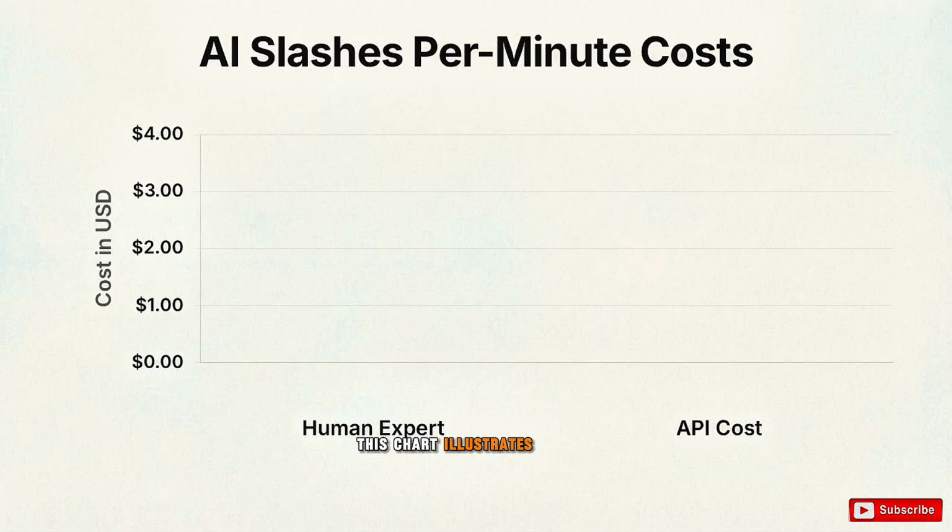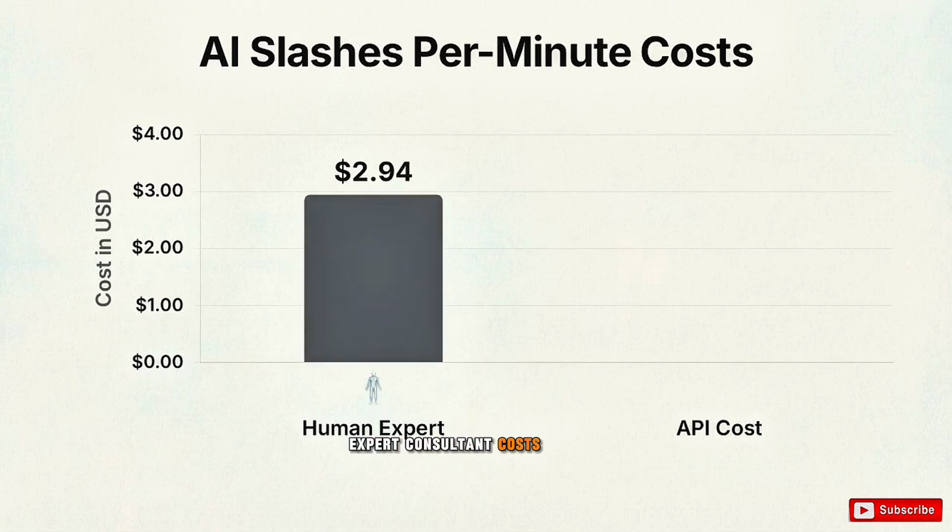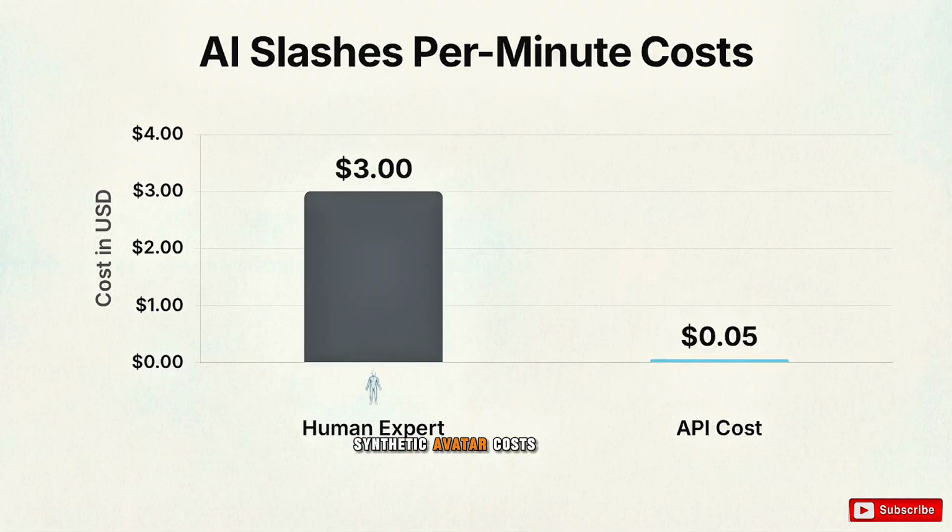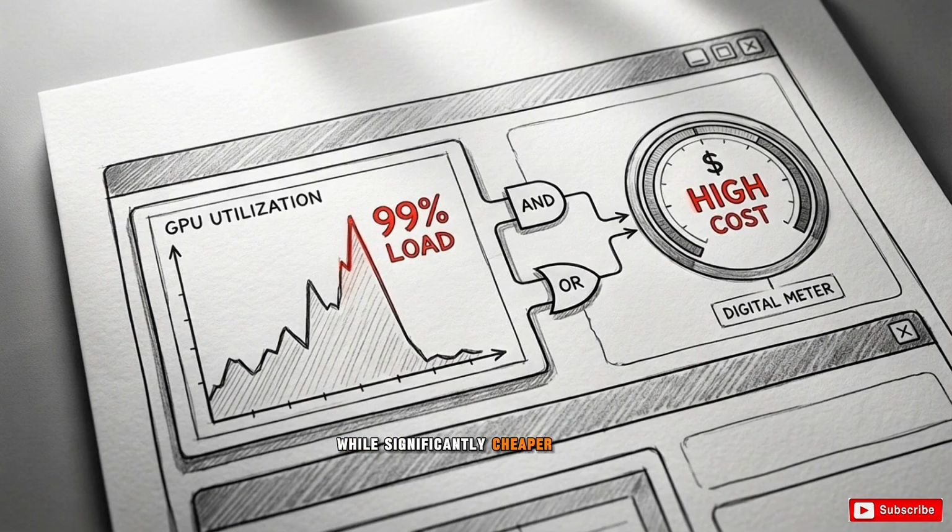This chart illustrates the market economics. A standard human expert consultant costs roughly $1 to $3 per minute. The Pika Stream synthetic avatar costs a fraction of that, operating at around 8 to 12 cents per minute, depending on the required resolution. While significantly cheaper than a human worker, this strict usage-based pricing model requires aggressive automated billing controls to manage the underlying compute costs.